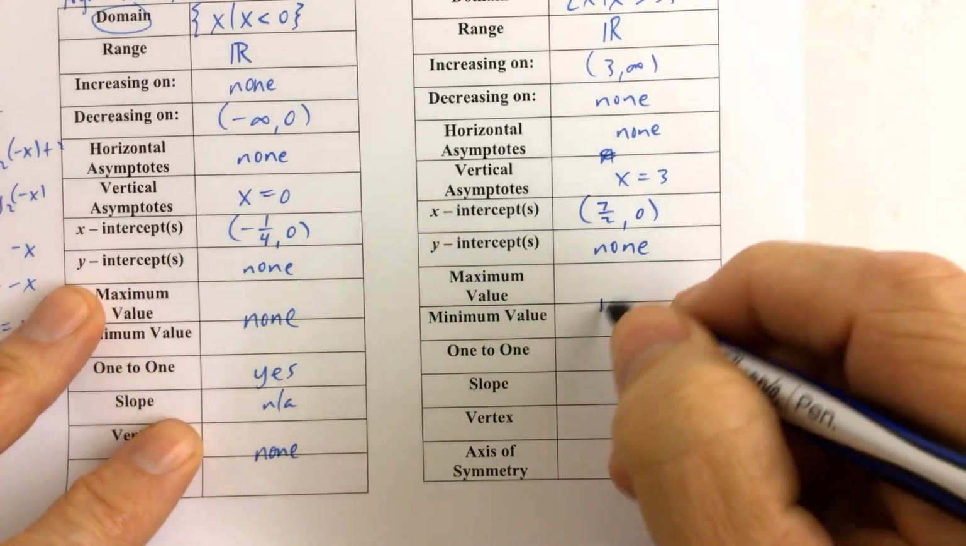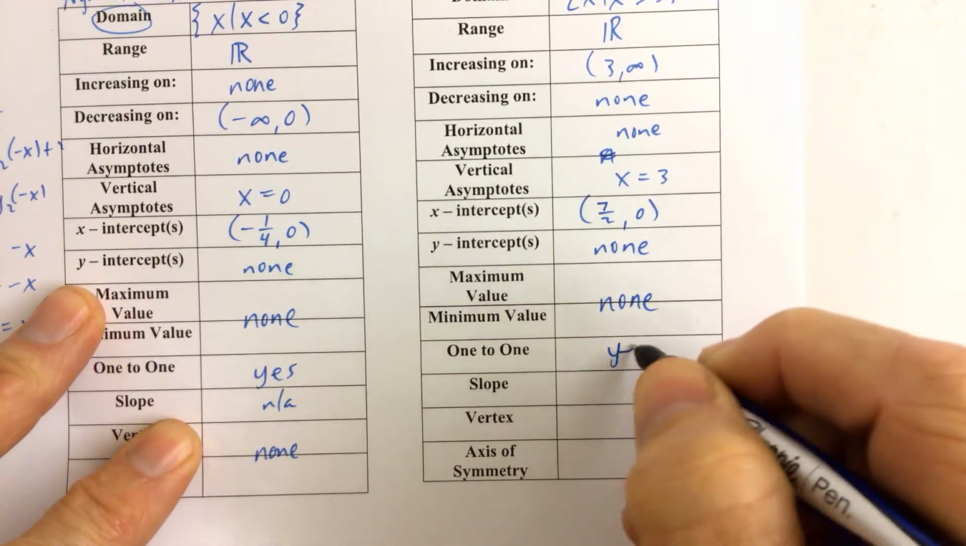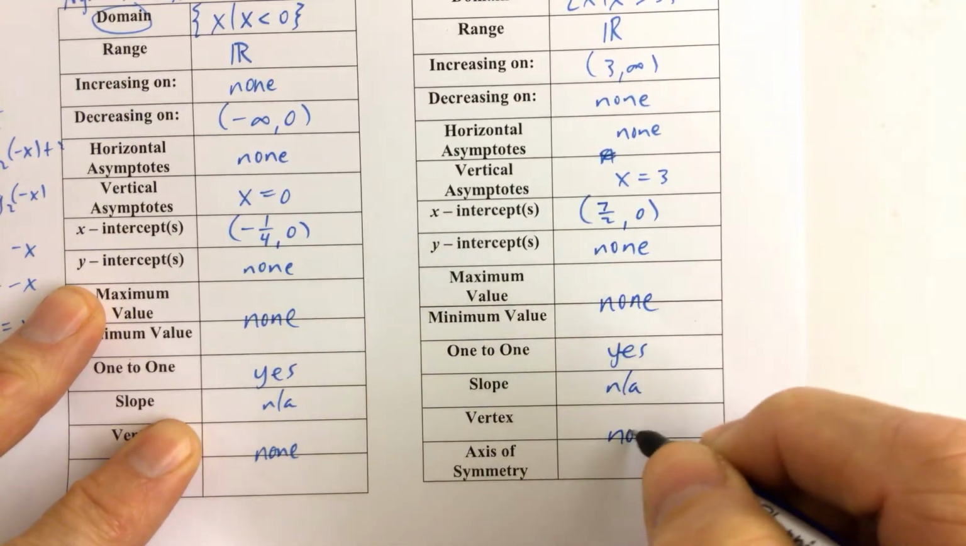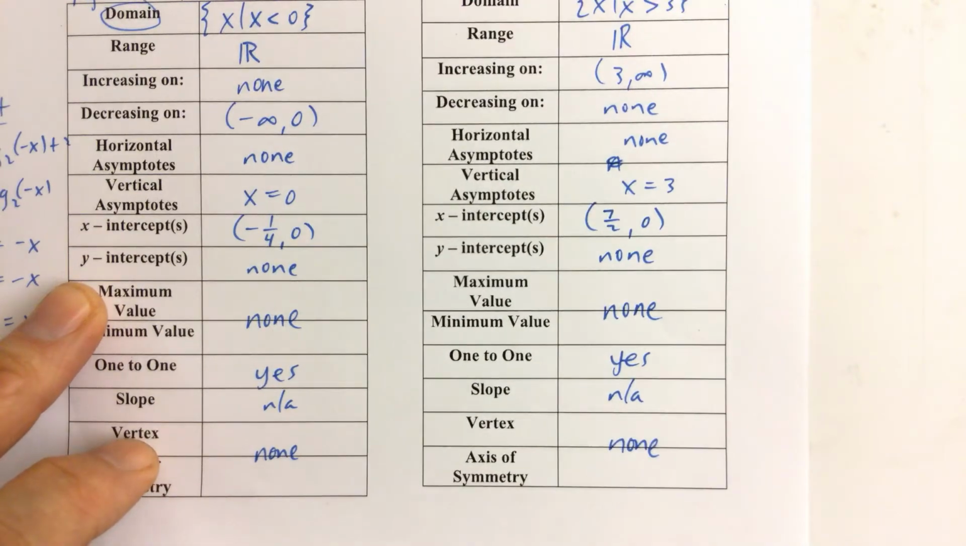And again, we don't have a max or a min when we have a log function. Yes, it is one-to-one, N/A for slope, and none for the other. Vertex, no axis of symmetry either.